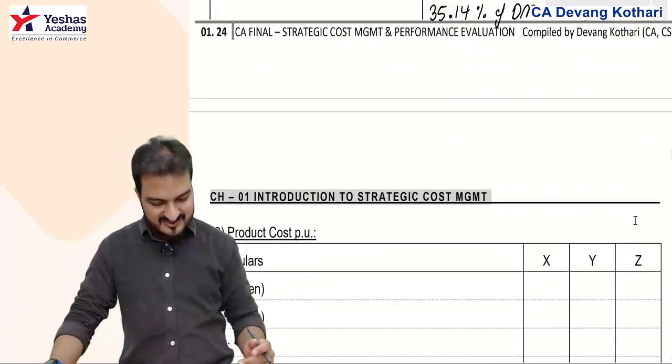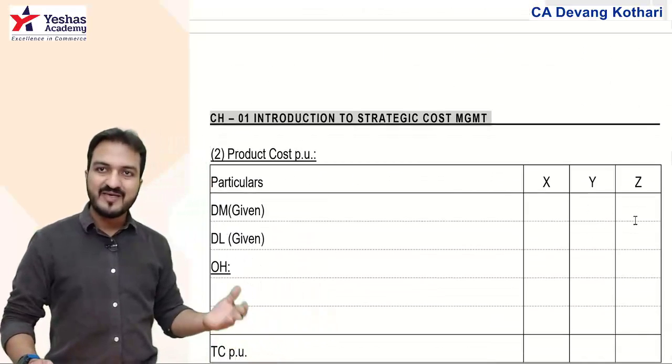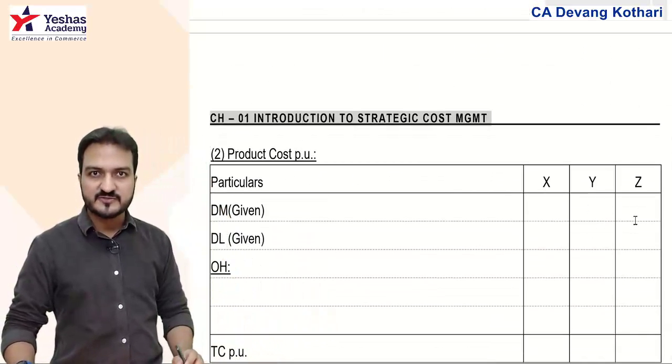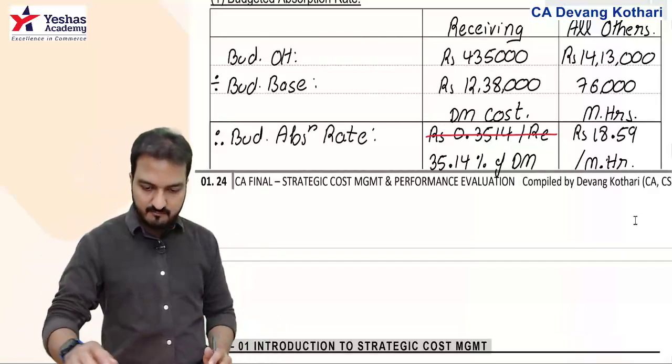Yes, product cost is done just like earlier. Direct material, direct labor is given. Overheads will be added based on those two absorption rates. Done? Yes. Start with that. You start writing this, and I will fill up the product cost.